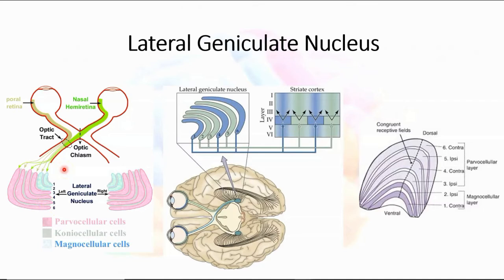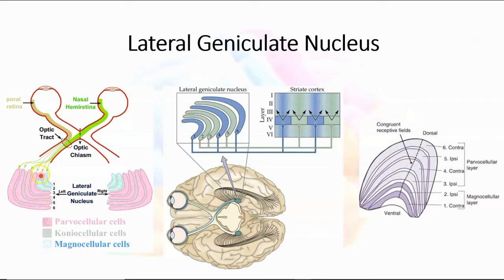The lateral geniculate nucleus, or LGN, is the main central structure of the brain that relays visual information from the optic nerve to the visual cortex. In primates, the LGN is arranged into 6 layers. The figure shows the layers of the LGN, which are numbered from 1 to 6.